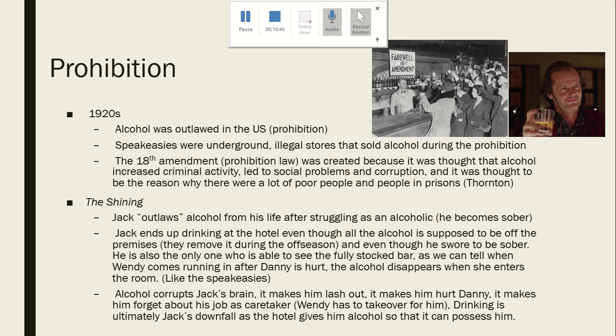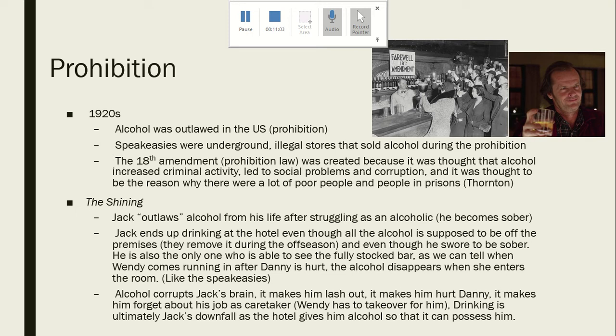This is exactly what happens to Jack in The Shining when he begins drinking. He starts to have ideas about killing his family, which relates to the criminal activity. He starts to lash out at his family, which symbolizes the social problems, and it makes him hurt Danny and forget about his job as caretaker, and that hints at the corruption of alcohol.